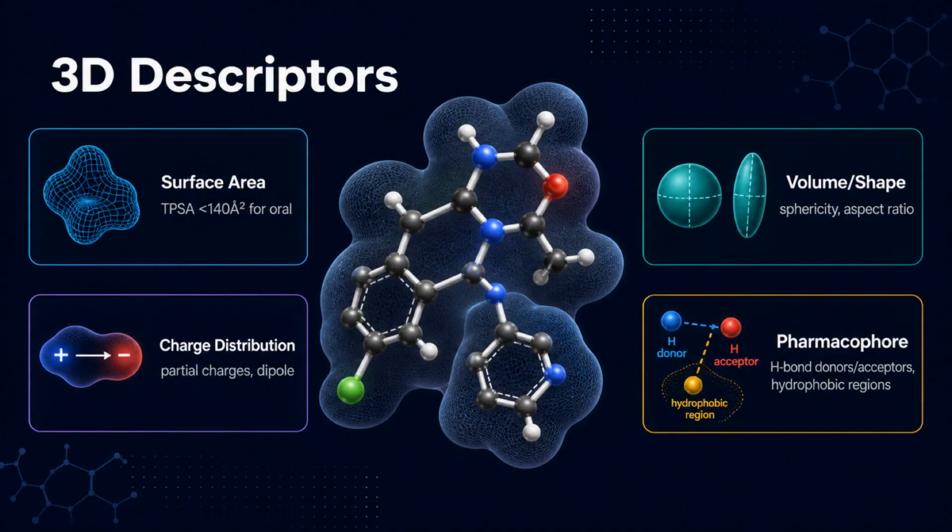Three-dimensional descriptors quantify the spatial structure of molecules. Major types include molecular surface area like TPSA, or topological polar surface area, which predicts oral absorption. Volume and shape descriptors include molecular volume, sphericity, and aspect ratio. Charge distribution includes partial charges and dipole moments. Pharmacophore features identify hydrogen bond donor and acceptor positions.